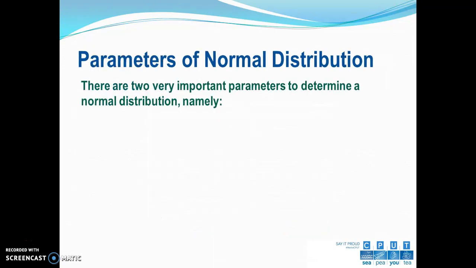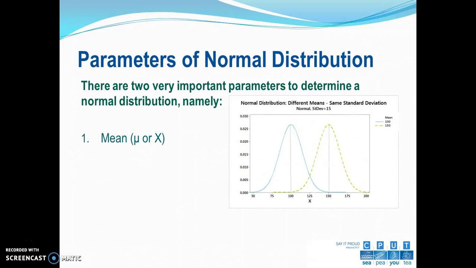There are two very important parameters to determine a normal distribution, namely your mean, which controls the location. It defines the location of the peak for normal distribution. Most values cluster around the mean. On the following graph, changing the mean shifts the entire curve left or right on the axis.